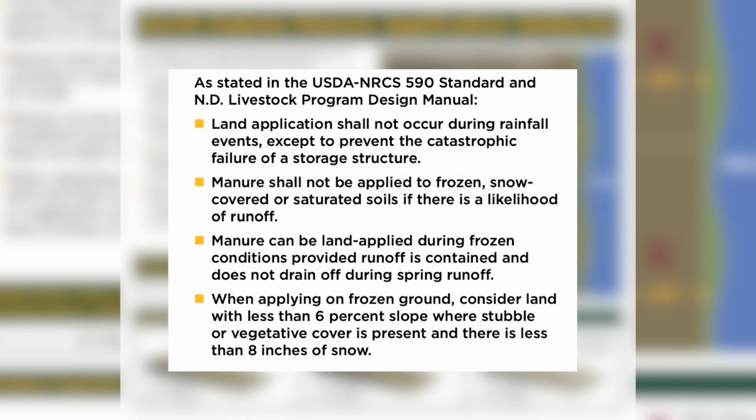Manure should not be applied to frozen ground, snow-covered, or saturated soil if there is a likelihood of runoff. Manure can be applied to frozen ground where runoff is not a concern, the slope is less than 6% and the snow is less than 8 inches deep. Spreading on stubble is also recommended.